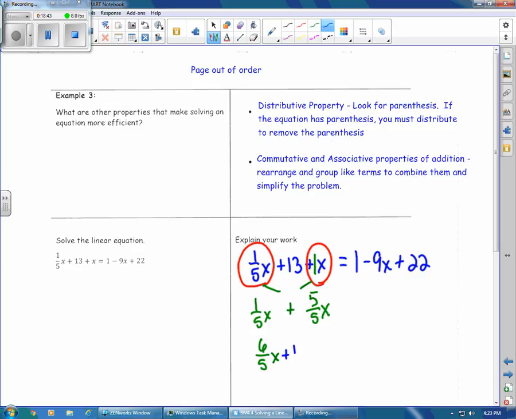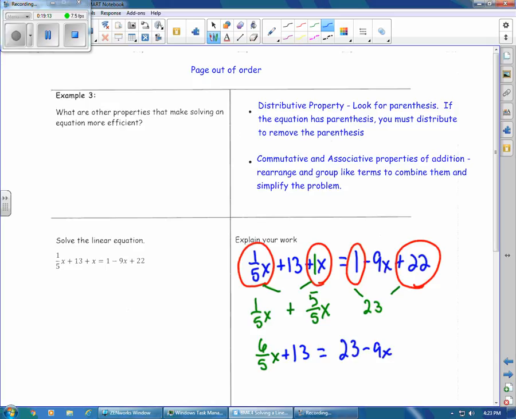plus 13 equals, let's look at the right side. What kind of like terms do I have on the right side? I've got a positive 1 and a positive 22. So I can combine those. I don't have to convert anything. 1 plus 22 is 23. So I know I'm going to have 23 minus 9x.